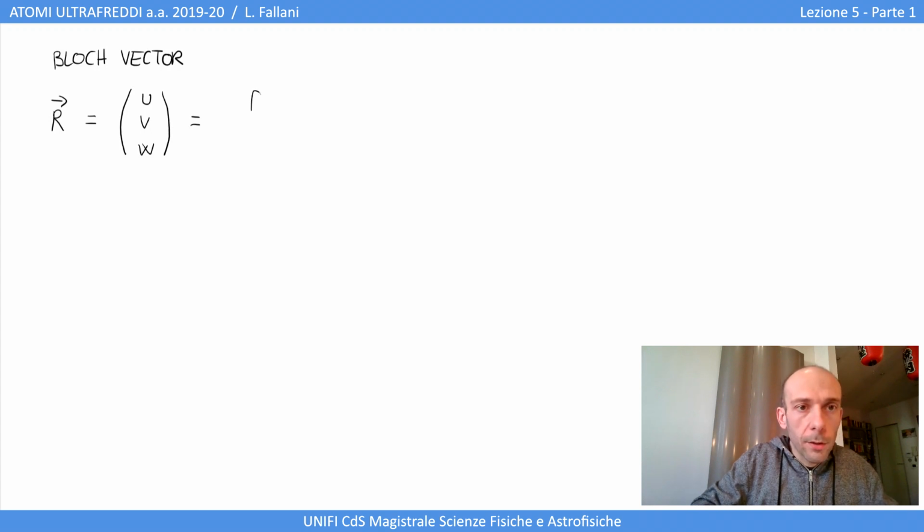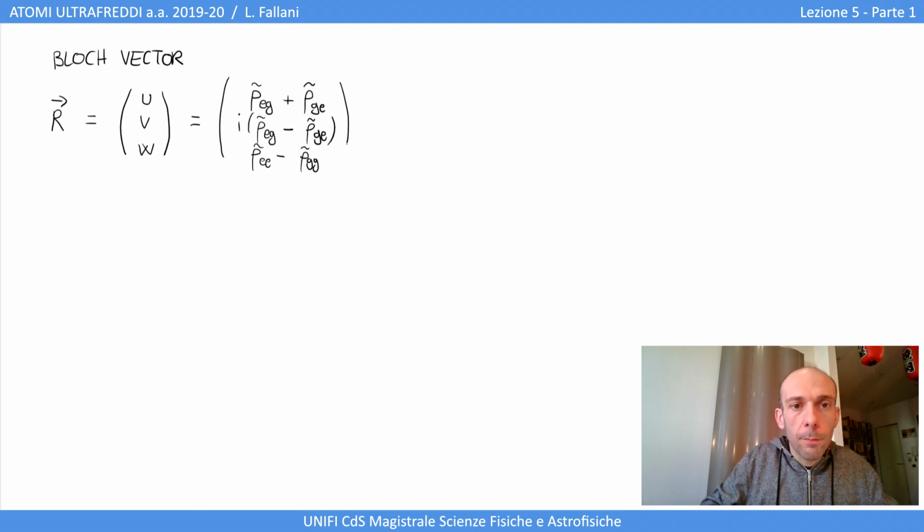So the U component is given by rho EG, and we are considering the rotating wave approximation components of the density matrix, so rho EG tilde plus rho GE tilde. The V component is i times rho EG tilde minus rho GE tilde, while W is rho EE minus rho GG. So these are the three components of a Bloch vector. These can be rewritten also in this way.